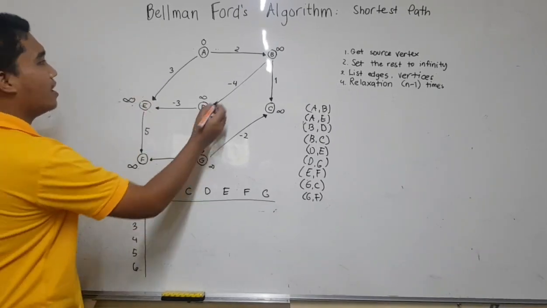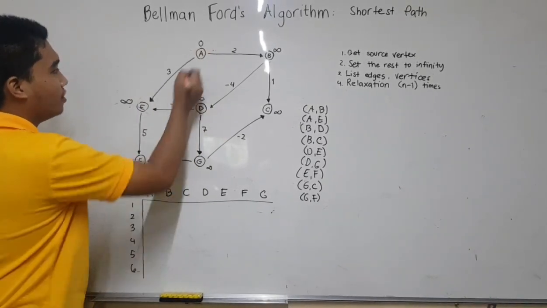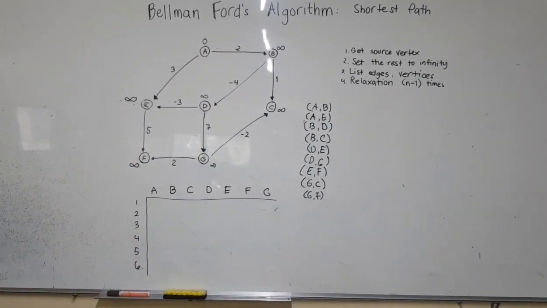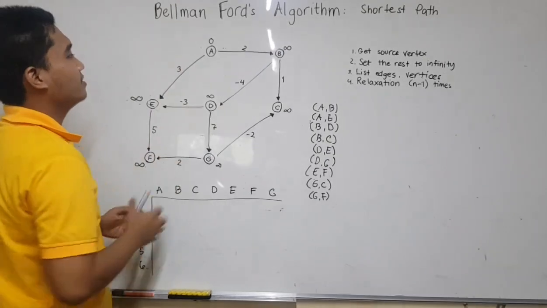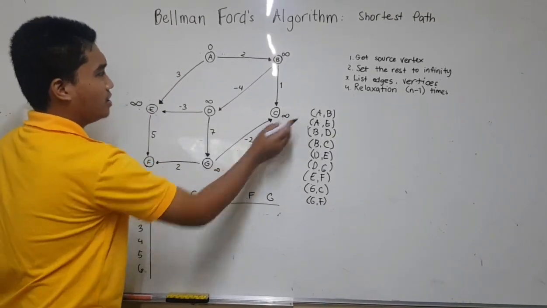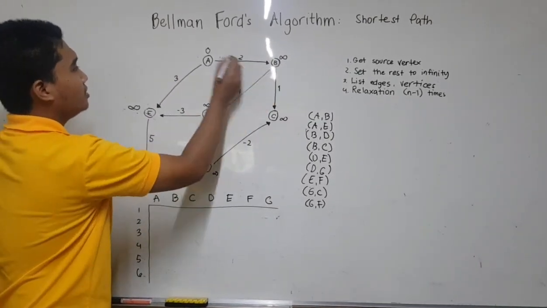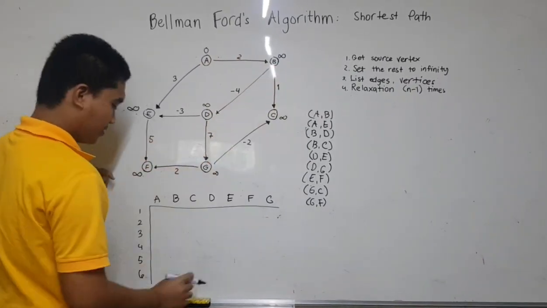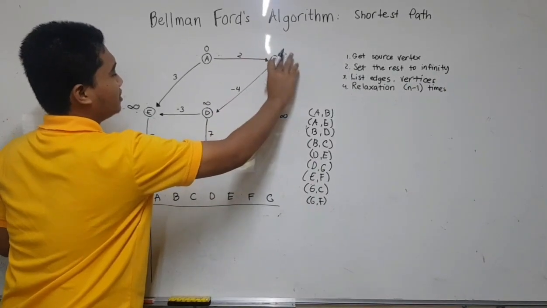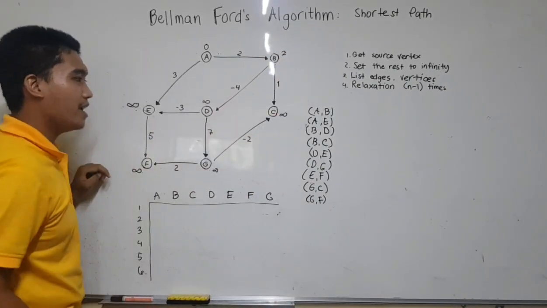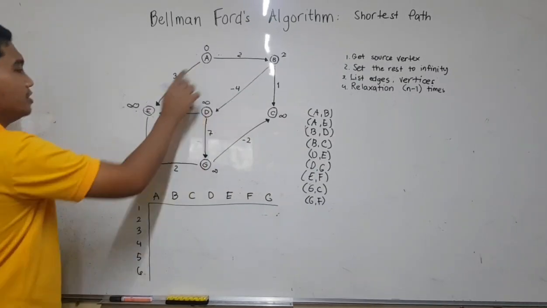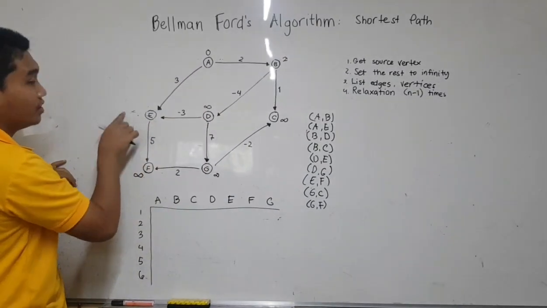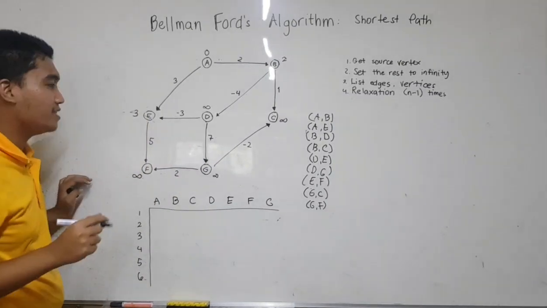So let's say we'll start with the vertex A. So first is the AB edge. So A to B, 0 plus 2, 0 plus 2 is 2. So this is infinity. So we simply change infinity to 2. Then next is A to E. A to E is 0 plus 3, which is 3. So we need to change infinity to 3, since 3 is less than infinity.